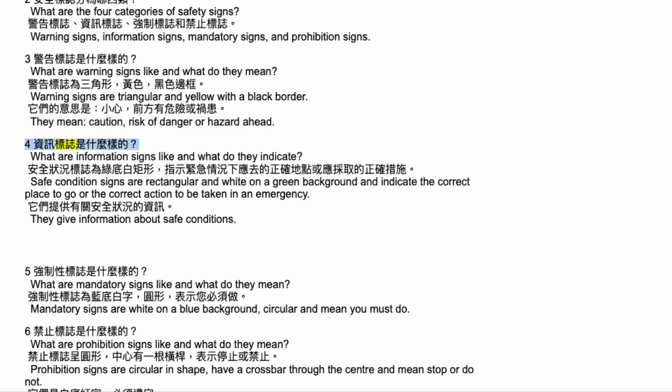What are information signs like and what do they indicate? Safe condition signs are rectangular and white on a green background and indicate the correct place to go or the correct action to be taken in an emergency. They give information about safe conditions.